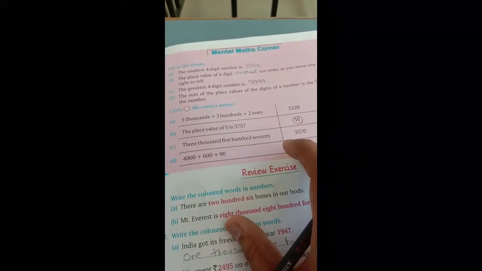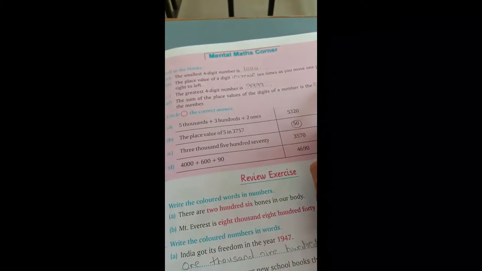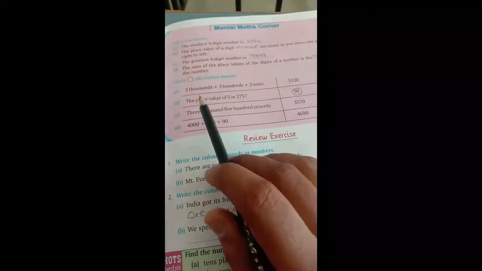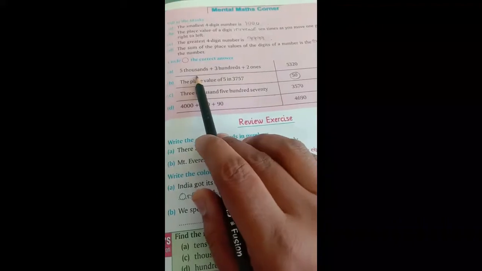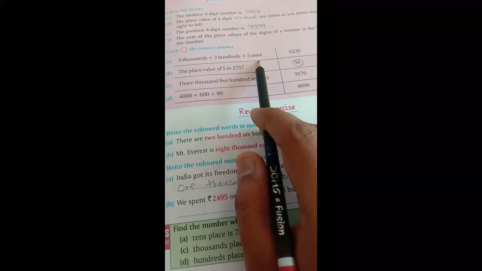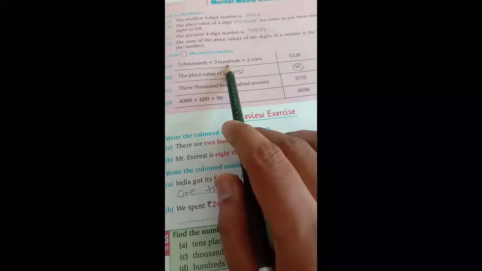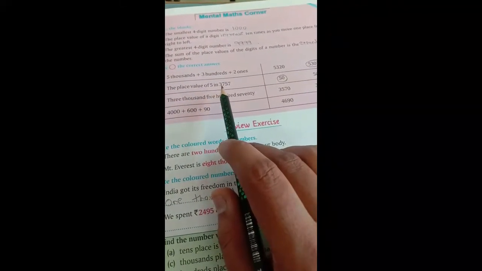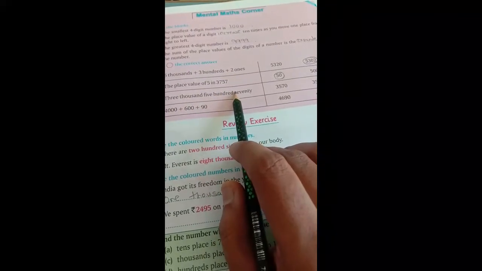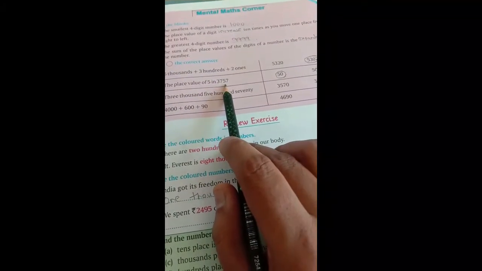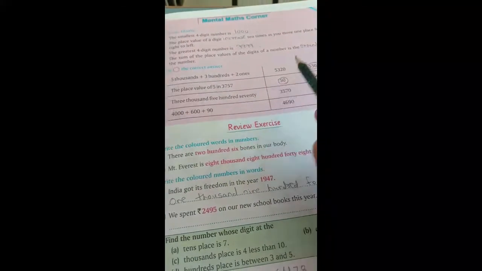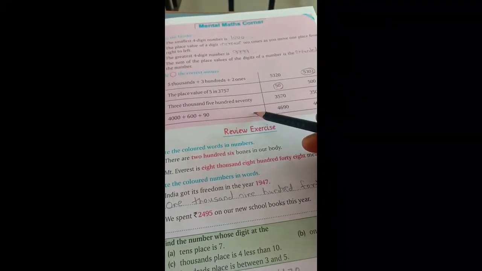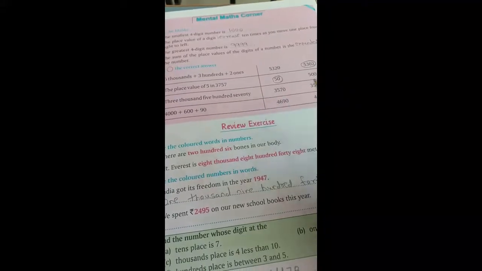What do we call the sum that we make of the numbers? Expanded form. Now circle the correct answer. 5302 ones. Thousands is here, 100 is here, but tens is not here. So this is our correct answer. The place value of 5 in 3757. Now 5 is read as 50, so we should write 50. Now these two remaining sums you do yourself in this textbook only.